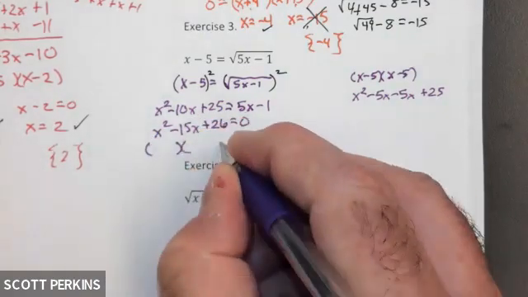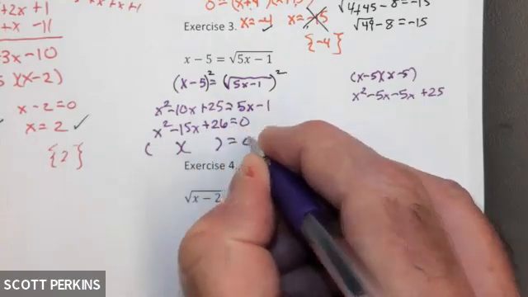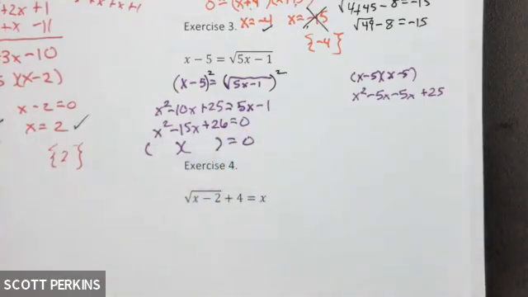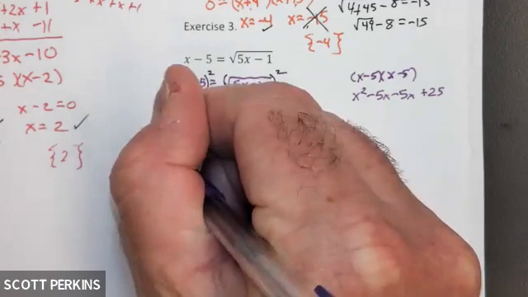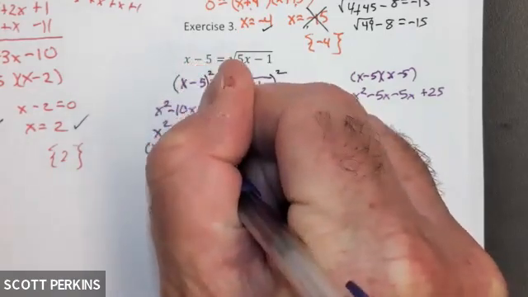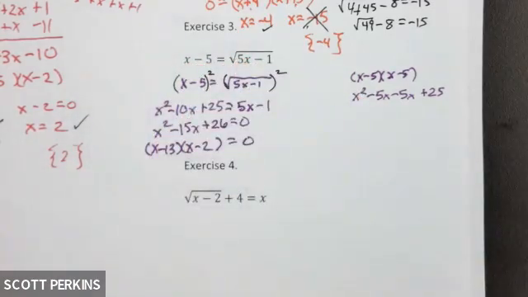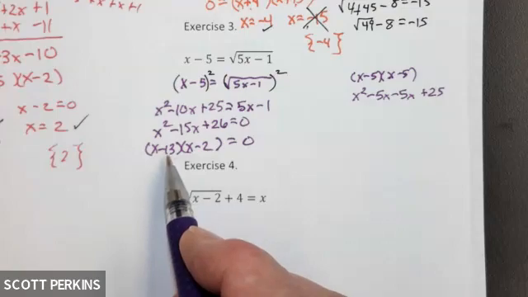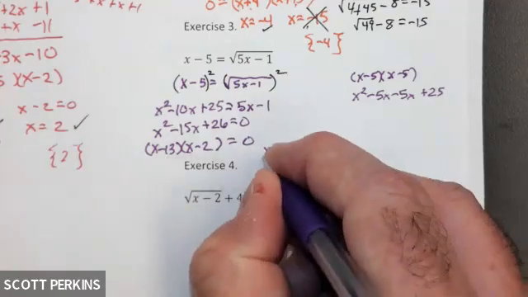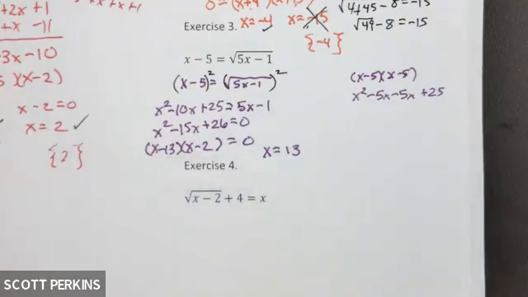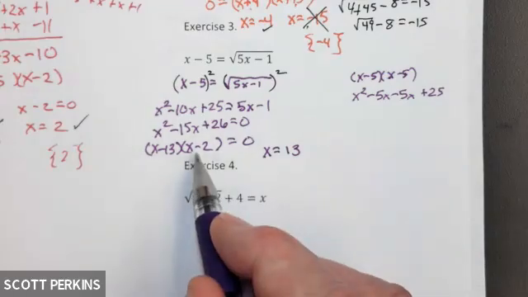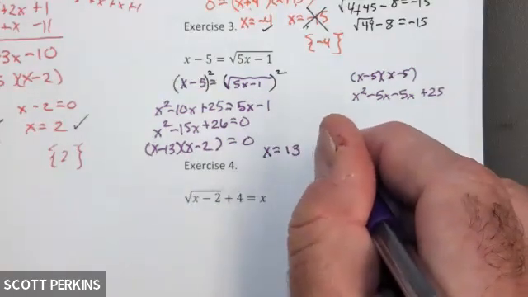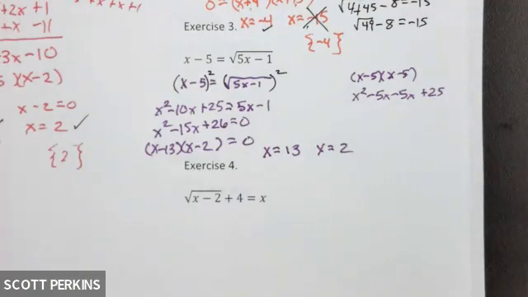Looks like that's going to factor. While I'm writing this down, what are the two factors of 26 that are going to add to negative 15? Yep, negative 13 and negative 2. Again, if you don't like factoring, the quadratic formula will produce the same two solutions, guaranteed. So if x minus 13 equals 0, then the first possible solution is x equals 13. If x minus 2 equals 0, the next possible solution is 2.